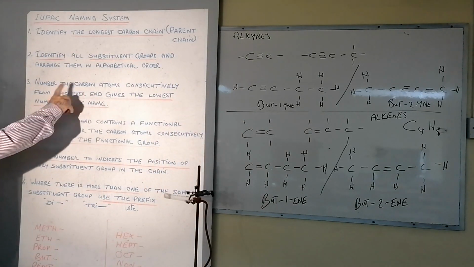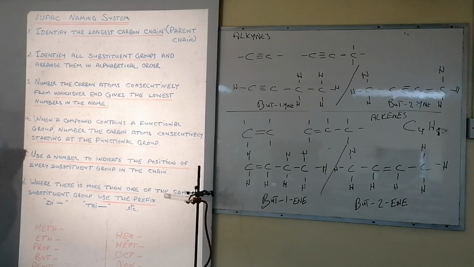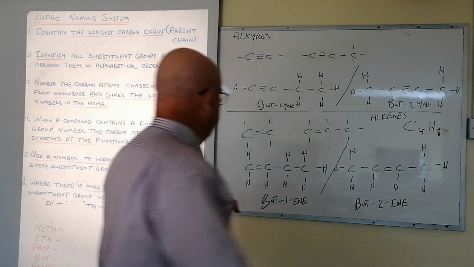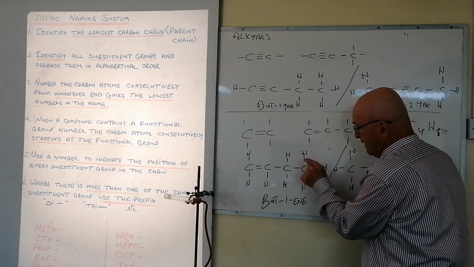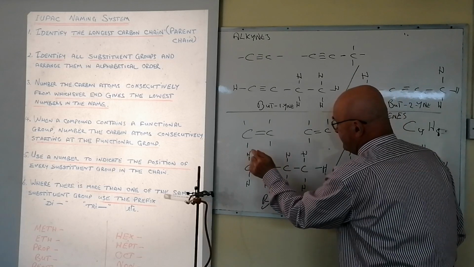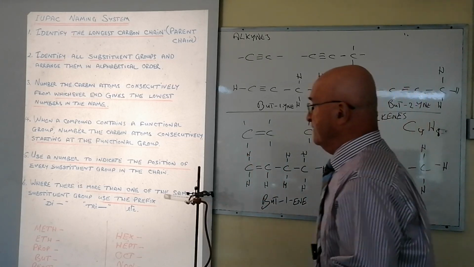You number the carbon atoms consecutively from one side or the other. In other words, you start saying that's number 1, that's number 2, that's number 3, that's number 4, or that could be 1, 2, 3, 4. You always number from the side which will keep the numbers smallest.